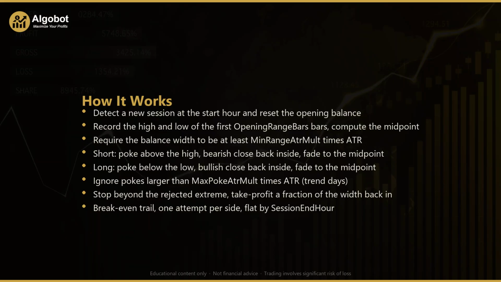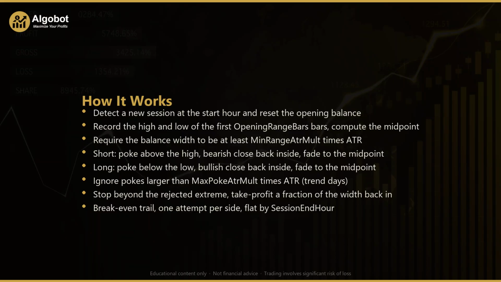Before it will consider any trade, the strategy applies a quality filter. The width of the balance, high minus low, must be at least the minimum range ATR multiple times the current ATR, 1 ATR by default. If the balance is too shallow relative to volatility, it is skipped, because a narrow box gives little room to fade.